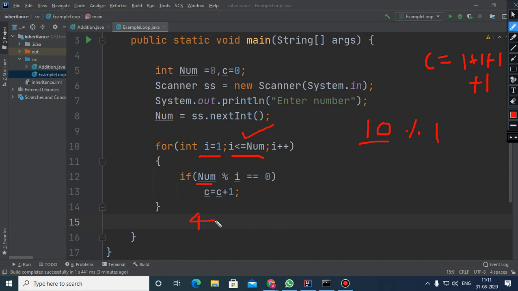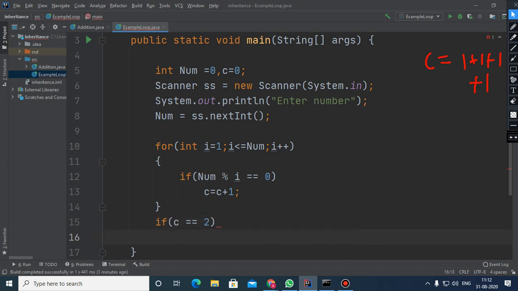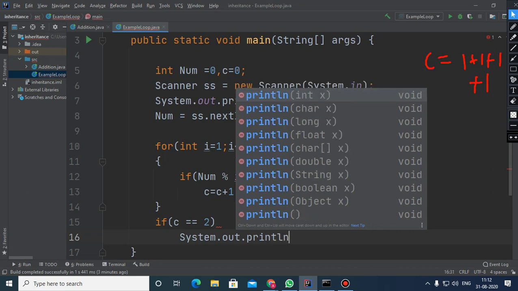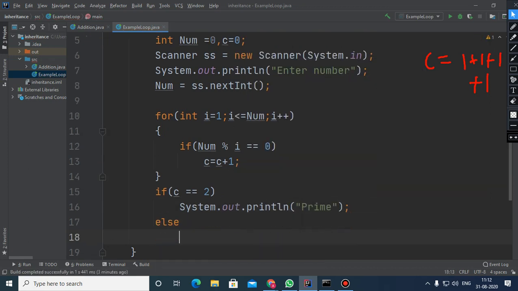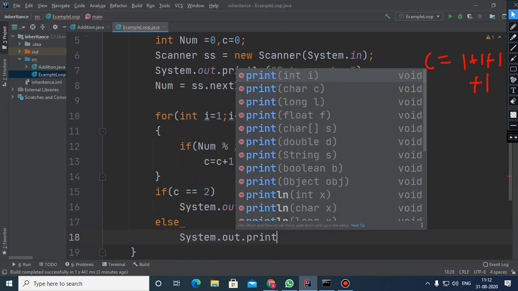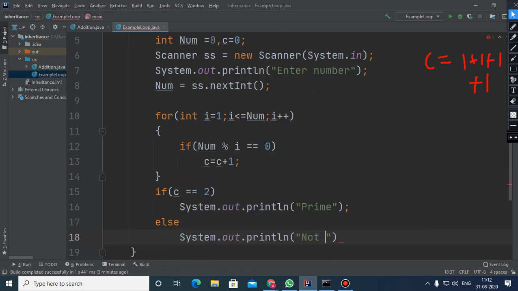But children, suppose we want to check if a given number is prime or not. So in that case, what we need to do is check whether the number has 2 factors. So if it has 2 factors, then the number is said to be prime. Else, not prime.